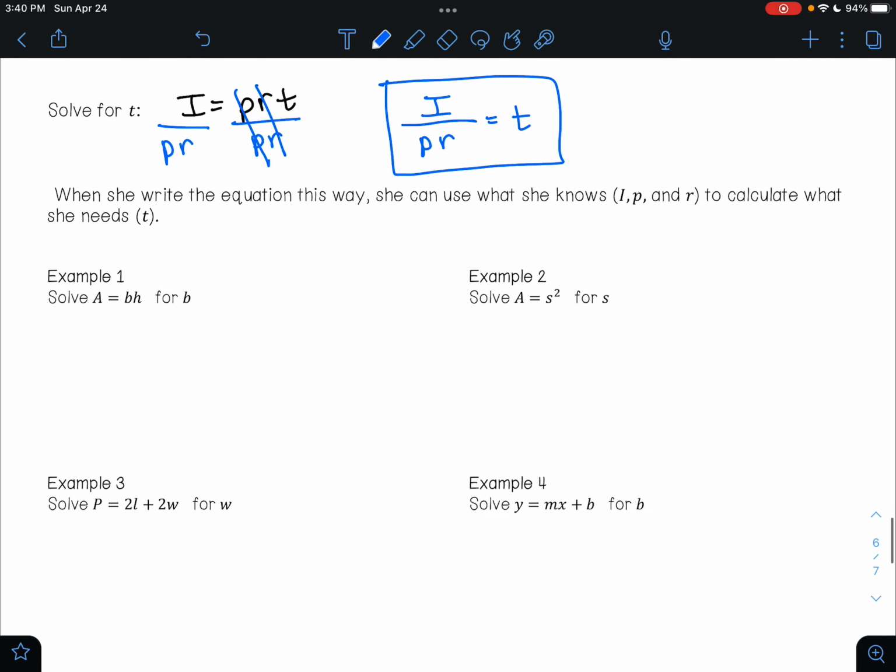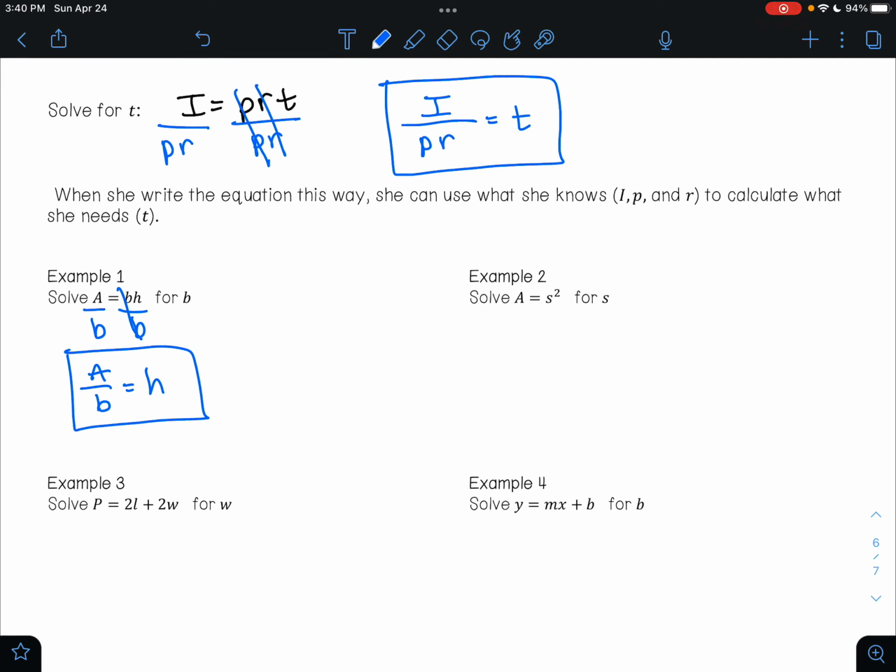On example 1, it says solve A equals BH for B. Well, in this example, B is being multiplied by H. To undo multiplication, I'll do division and get A over H is equal to B. B is by itself, so we have solved this equation.